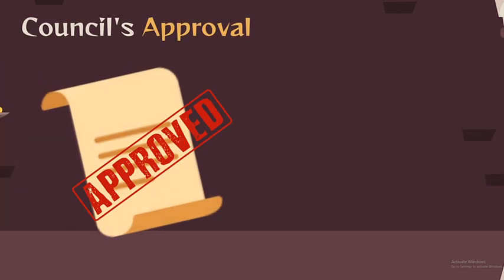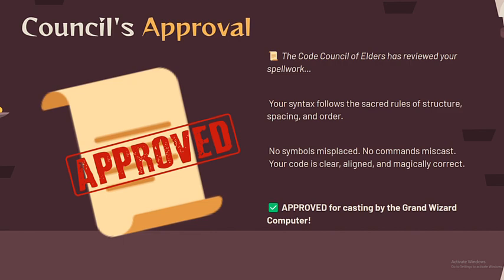One of the most important things is the council's approval. If you followed the rules so far, your syntax is clean, your variables are labeled, and your alignment is on point. This approval is what represents a spell being readied for casting, and you'll see this as soon as you run your code. Your code will tell you whether or not there will be an error, and the Grand Wizard computer will approve you or disapprove you for your code.